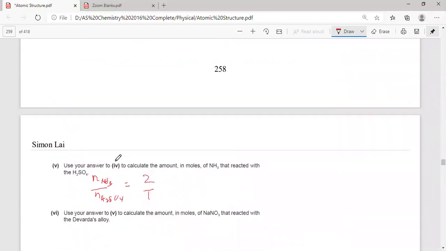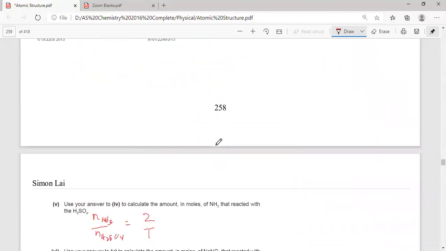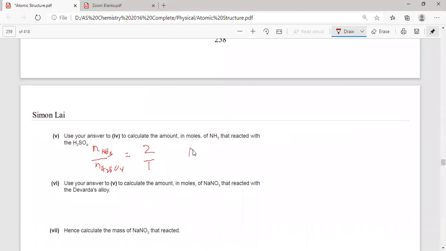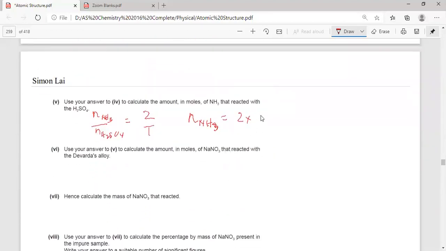So how much is your H2SO4 reacted? 0.0088. So number of moles of ammonia reacted equals 2 times the number here, 0.0088. Okay, right? So it equals how much here? 0.0176 moles of ammonia.